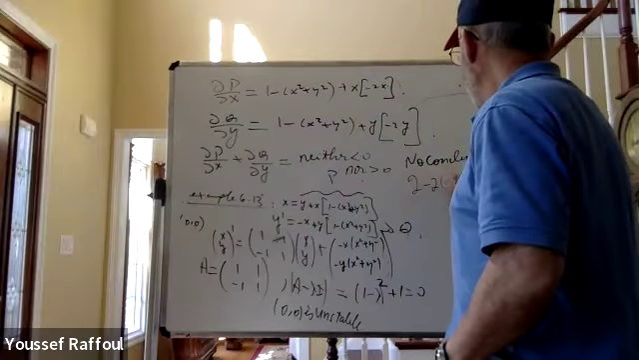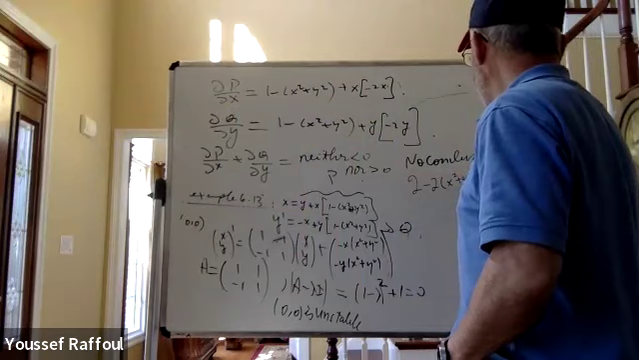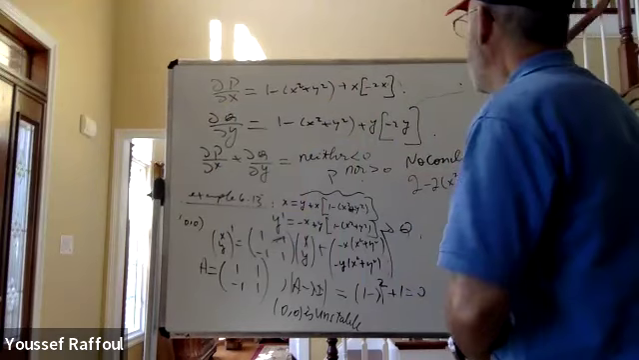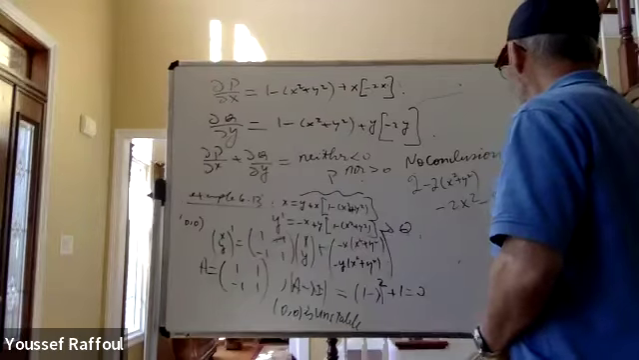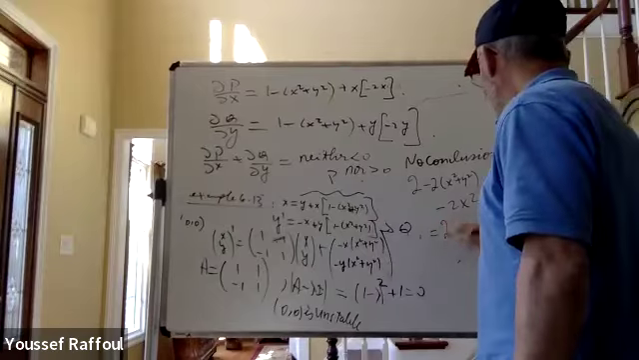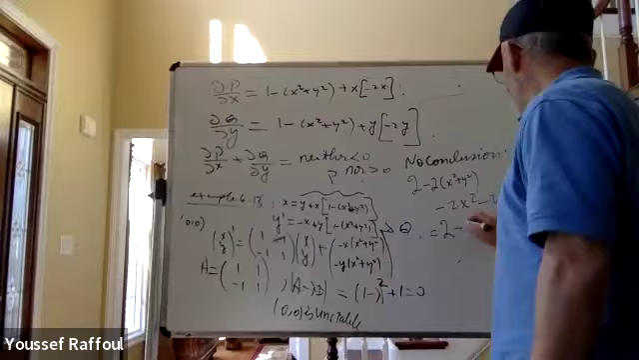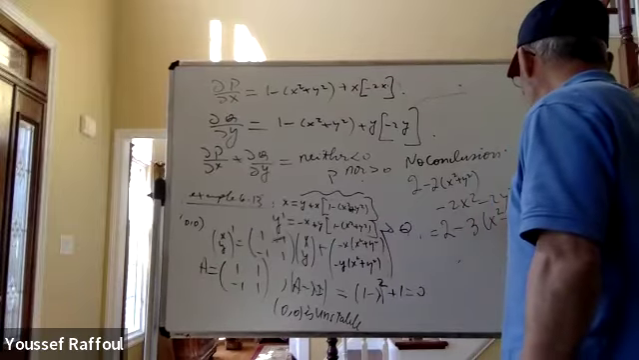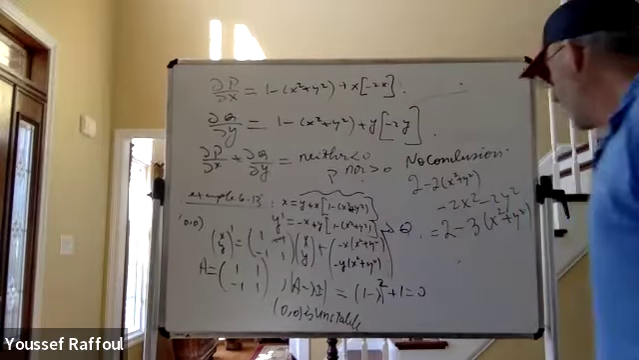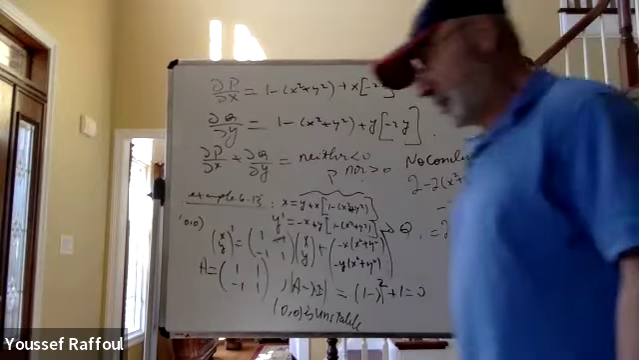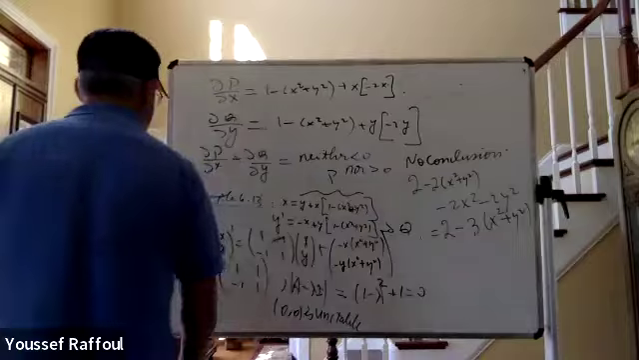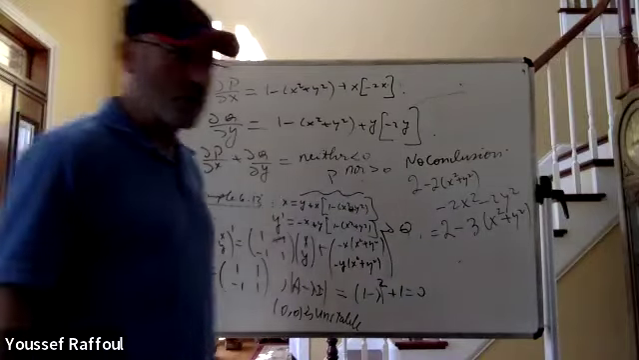2 minus 2 times x squared plus y squared, minus 2x squared minus 2y squared. So this is 2 minus 3 times x squared plus y squared. You see, it could be negative, it could be positive. So you cannot draw the conclusion that there is no periodic solution.